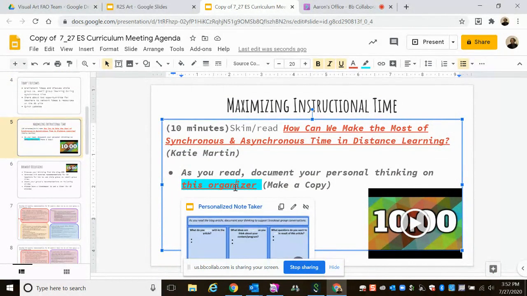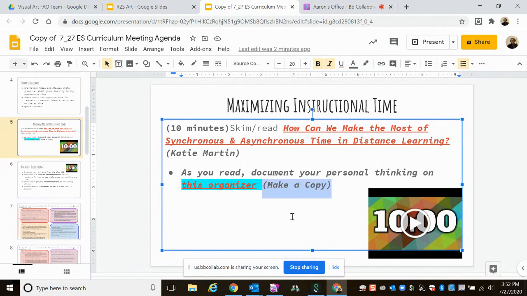Now, in this particular case, this was like a little personalized note taker that's been provided for us. And that note taker had a couple of questions on it. And the personalized note taker was set up as a link that made a copy for each individual person, the make a copy thing. So that is another little tool or trick, right?